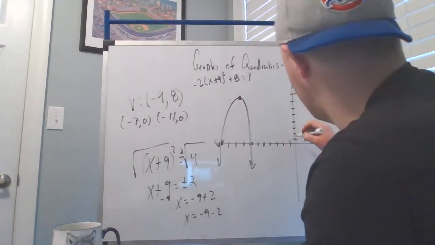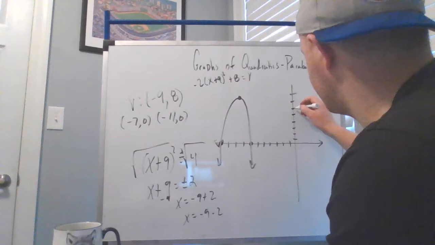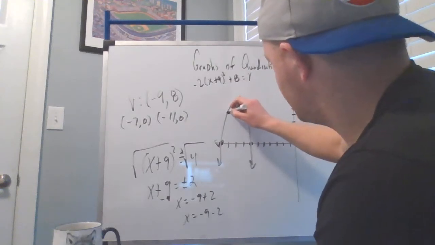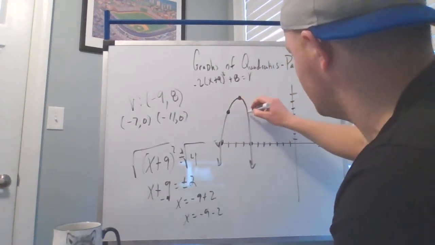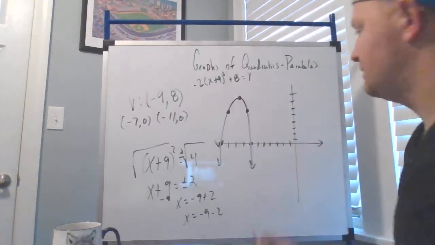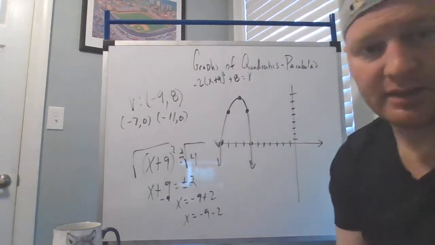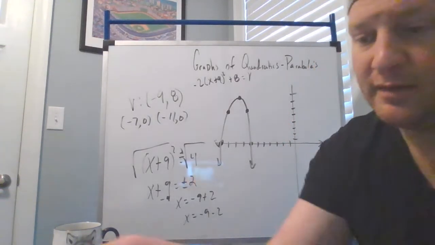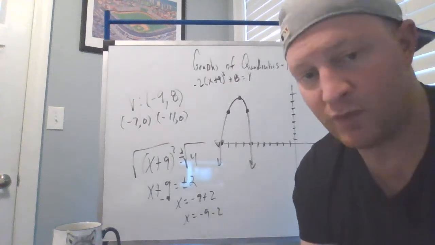So negative 10, so 1, 2, 3, 4, 5, 6. Spot on, and then this is symmetrical, so this will be right here as well, again. So that's that. Alright guys, this is all you're doing today, so I'm sure there's going to be some questions.